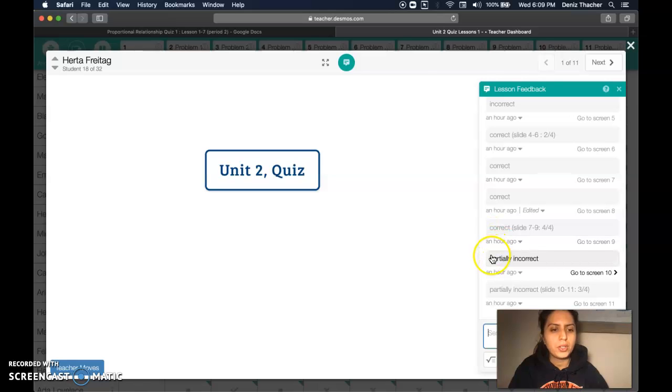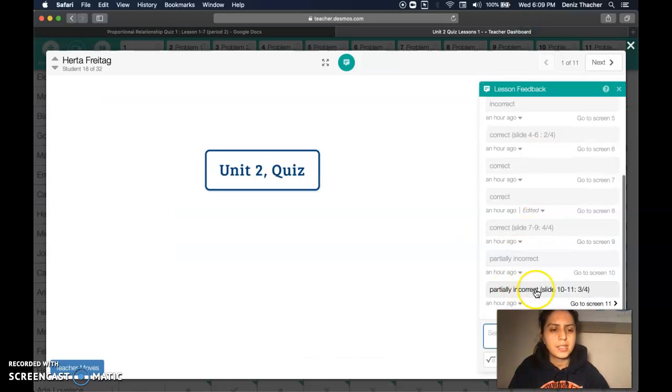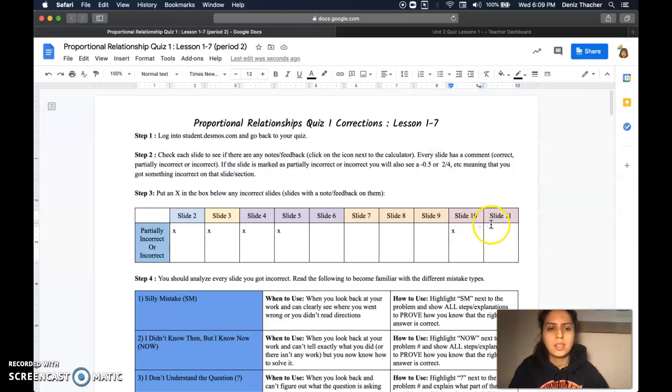Slide 10 is partially incorrect, so I need to put an X on slide 10. And then it looks like slide 11 or screen 11 is also partially incorrect, so I'm also going to put an X there. So now I have put an X and I can see which problems or which slides I need to focus on correcting at a later time.